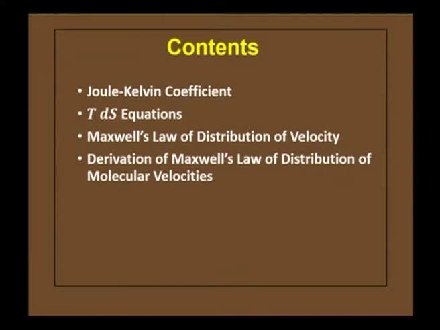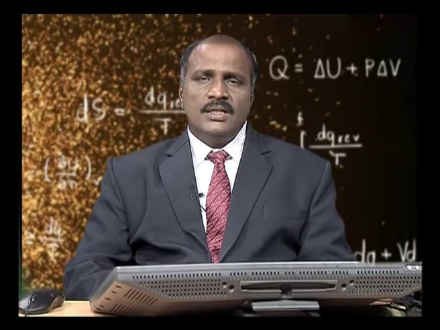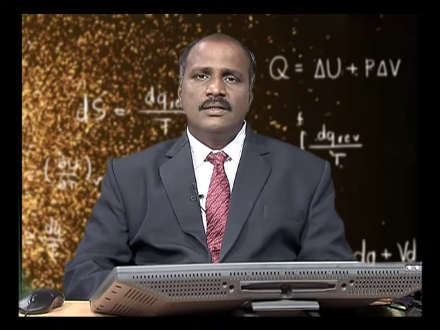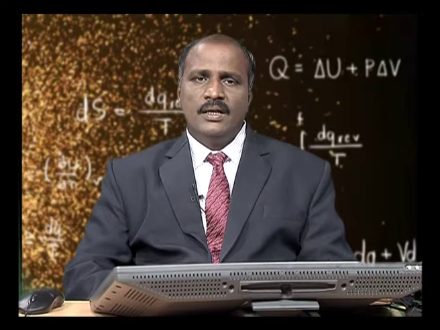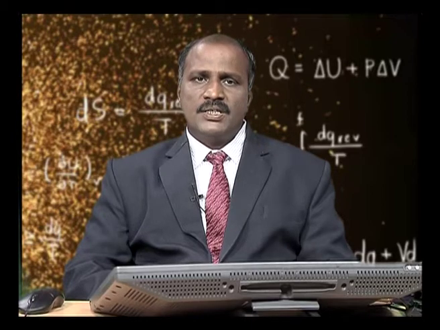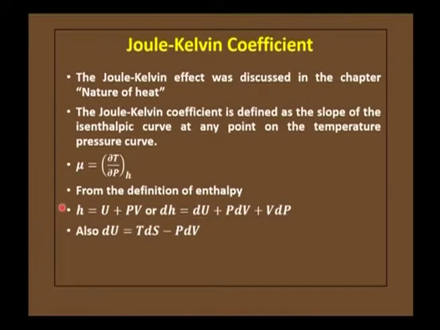In this lecture, we are going to discuss and derive some of the important concepts pertaining to Joule Kelvin coefficient, how to derive the 2 TdS equations, and Maxwell's law of distribution of velocity, and how to derive Maxwell's law of distribution of molecular velocities. What is Joule Kelvin coefficient? The Joule Kelvin coefficient is defined as the slope of the isenthalpic curve at any point on the temperature pressure curve. It is denoted by the symbol mu, which is given by mu is equal to dou T by dou P.